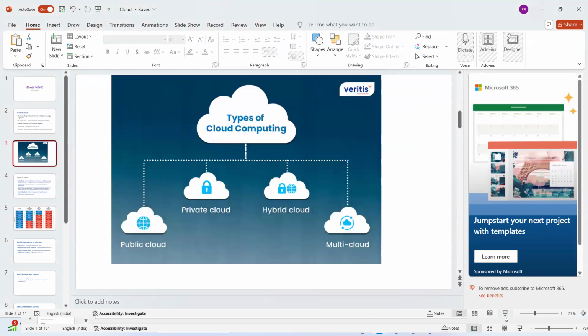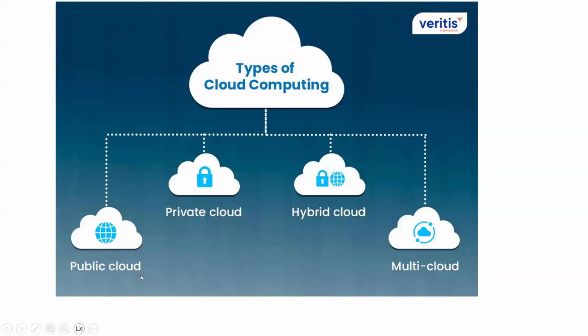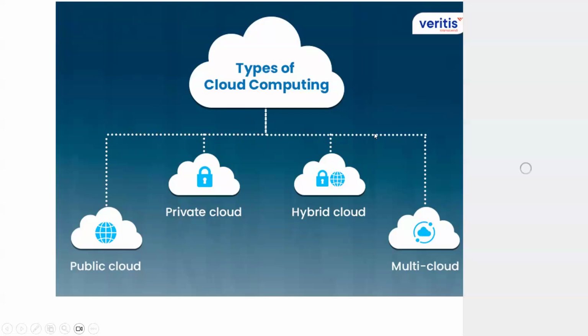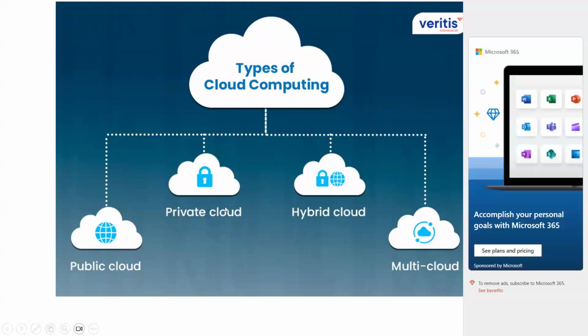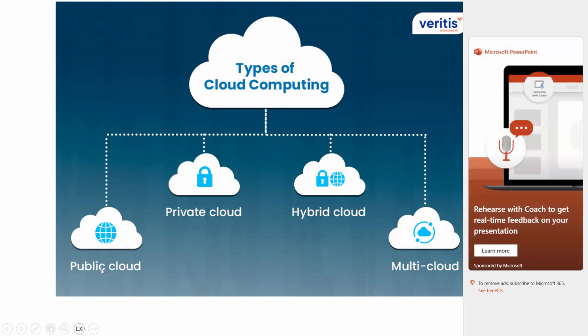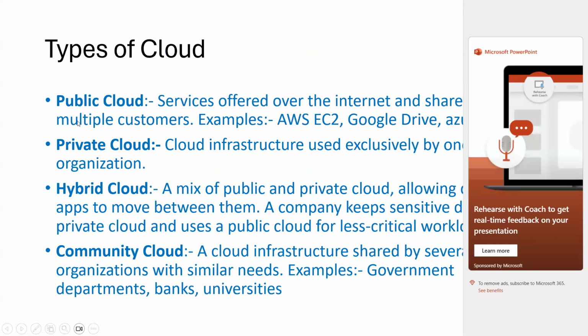Now there are multiple types: public cloud, private cloud, hybrid cloud, multi cloud, or community cloud. Public cloud means you can deploy over the internet. Private means you can deploy within one organization. Hybrid is a combination of public and private. And multi cloud or community cloud is a very popular type. So let's go one by one. What is the public cloud?